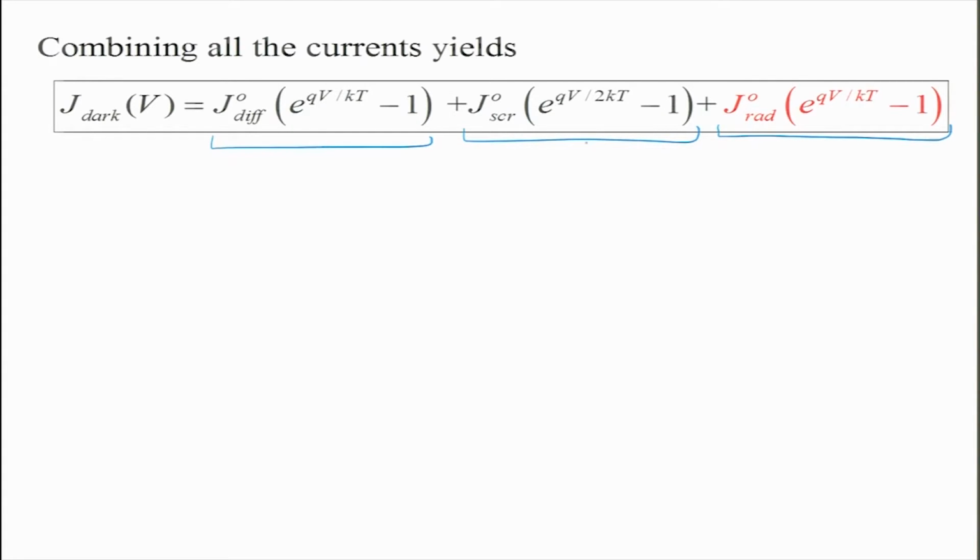One is the diffusion current, which is what we took for the similar p-n junction analysis. Another is the space charge region recombination current, and the third is the radiative recombination, which will always be present in a semiconductor, whose extent will be determined by whether it is a direct band gap or an indirect band gap semiconductor. So, this term is prominent for direct band gap semiconductors.